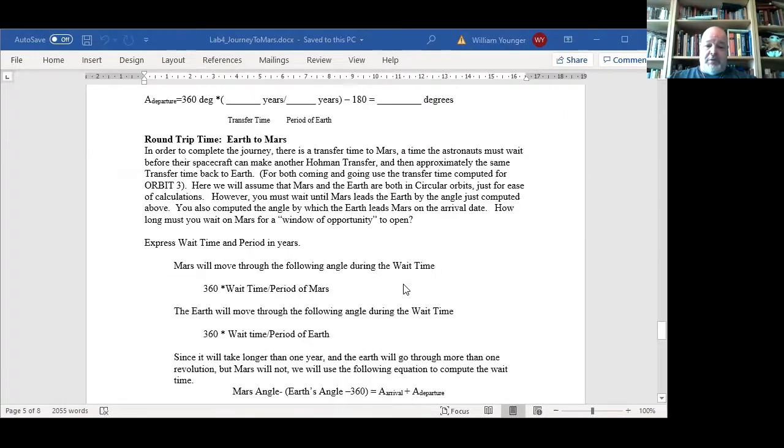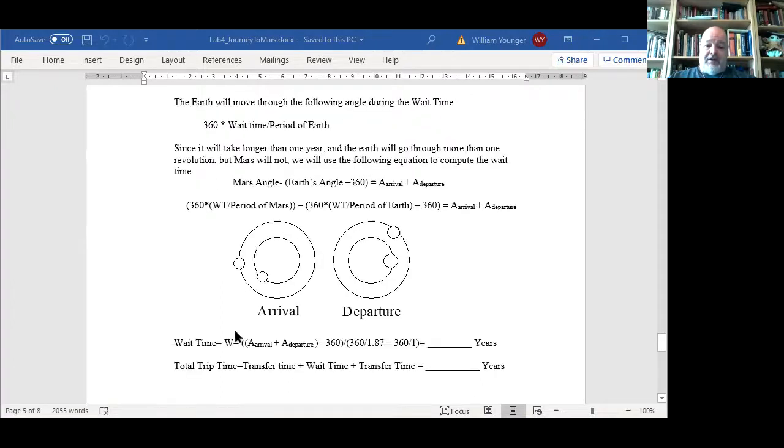And ultimately, what you'll be able to figure out is the wait time, in other words, the amount of time you have to wait on Mars. Because when you get there, you can't just pack up and go. You have to wait a while before the planets get in the right position so that you can depart properly. So there's a wait period, plus a transfer time there and a transfer time back. The shortest trip you could possibly get is this transfer time plus wait time plus transfer time.